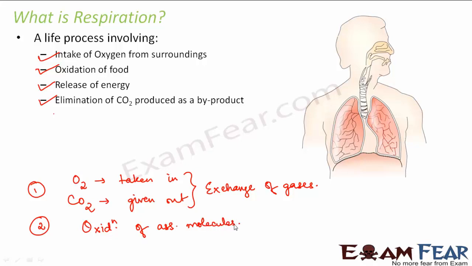So one aspect is exchange of gases and the second aspect is oxidation of food. Right? Now what happens in case of respiration? Oxygen is taken in. Now let us take the example of human beings. How do we take in oxygen? With the help of our nostrils, right? So this oxygen enters through our nostrils, and where does it go?